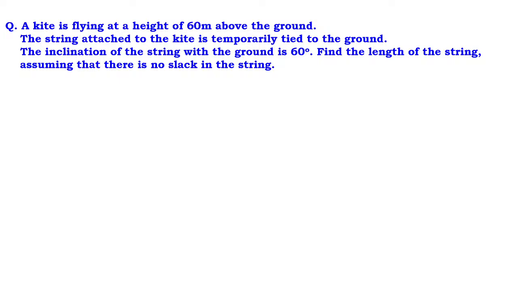A kite is flying at a height of 60 meter above the ground. A string attached to the kite is temporarily tied to the ground. The inclination of the string with the ground is 60 degree. Find the length of the string, assuming that there is no slack in the string. We have done this yesterday, but without turning the pages, do it now. New candidates, write down the question and try it.